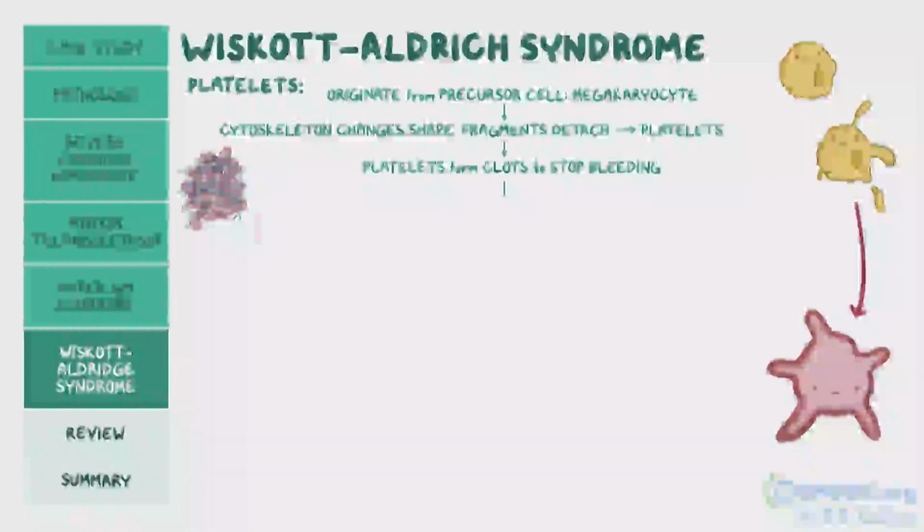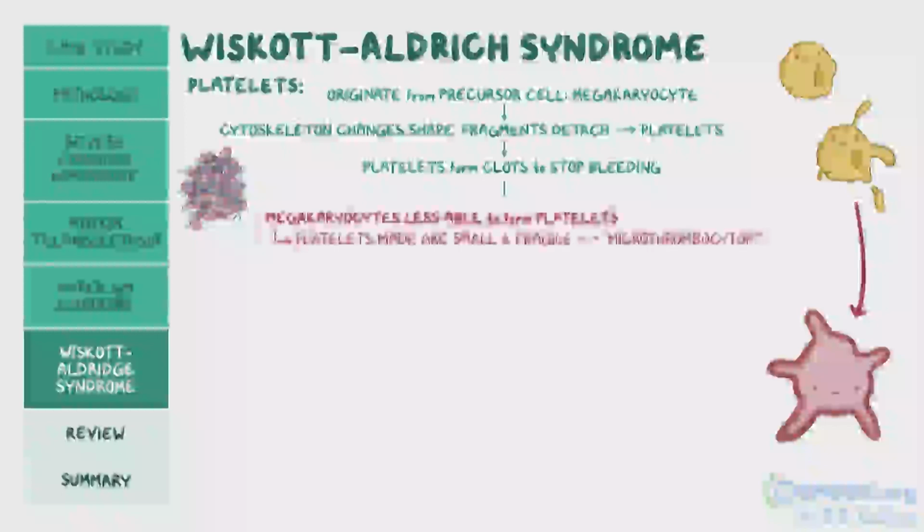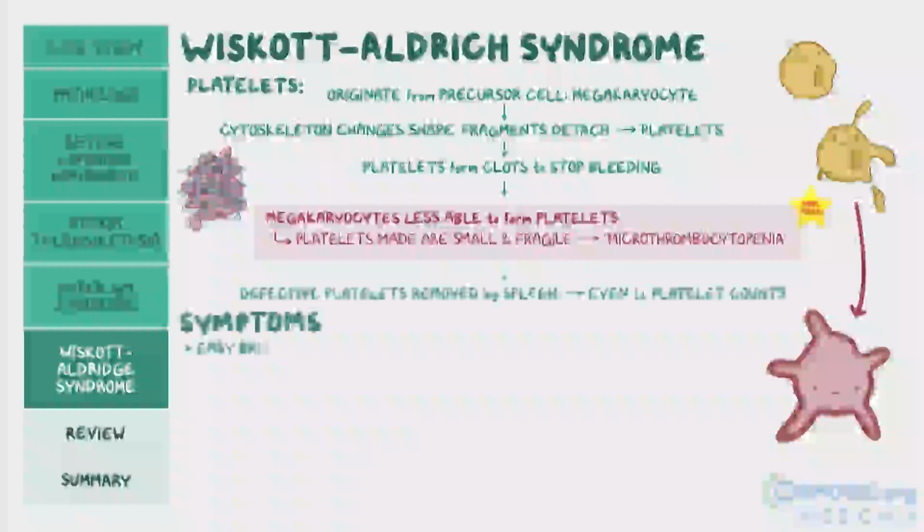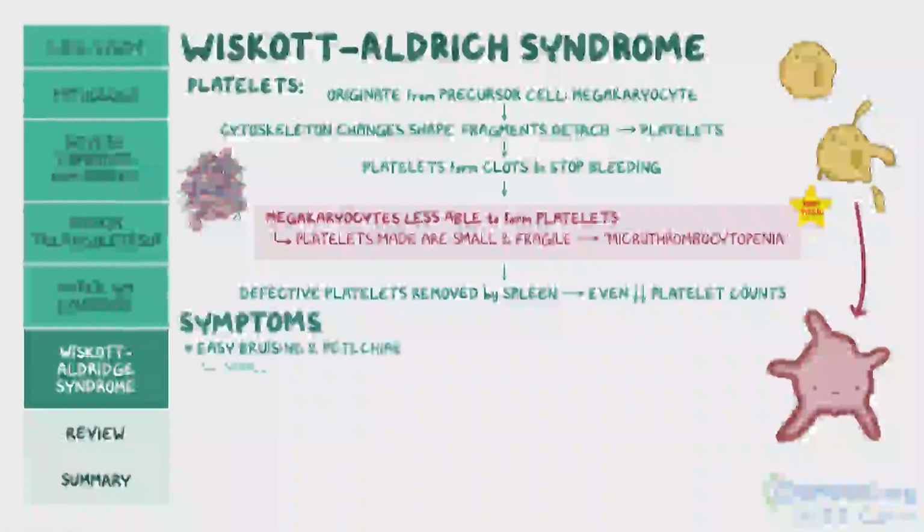In Wiskott-Aldrich syndrome, megakaryocytes are less able to form platelets, and the platelets that are made are small and fragile, so it's called microthrombocytopenia. In addition, these defective platelets are removed from circulation by the spleen, leading to even lower platelet counts. Typically, the initial symptoms include easy bruising and petechiae, which are small, red or purple spots caused by minor bleedings that leak into the skin.